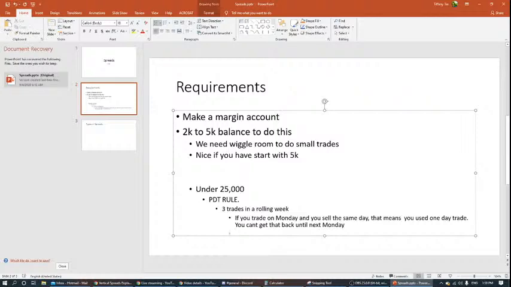So what happens if you use all your trades, like the 3 trades in a rolling period? You used one day trade on Monday, then you used it again on Tuesday, and then again on Thursday. Well, that means you cannot get those back until next Monday, your second one back on next Tuesday, and your third one back on next Thursday. So that's what it means. But when you go over this, you have to be very careful. You are slapped with the pattern day trade rule.